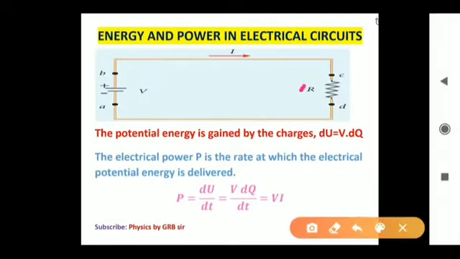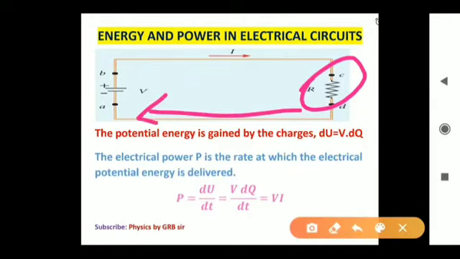Today's topic is energy and power in electrical circuits, unit 2. Okay, students, let us go to the lesson. When a battery is connected between the ends of a conductor, a current is established. The battery is transferring energy to the device which is connected in the circuit.